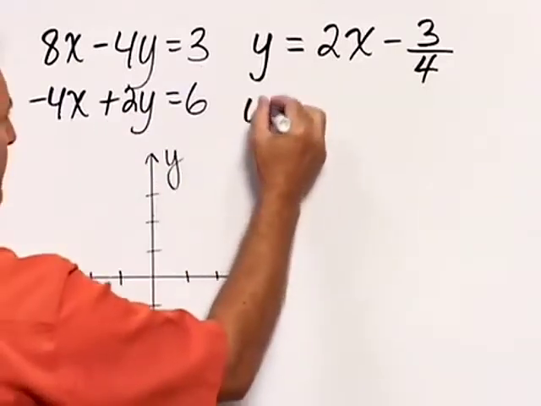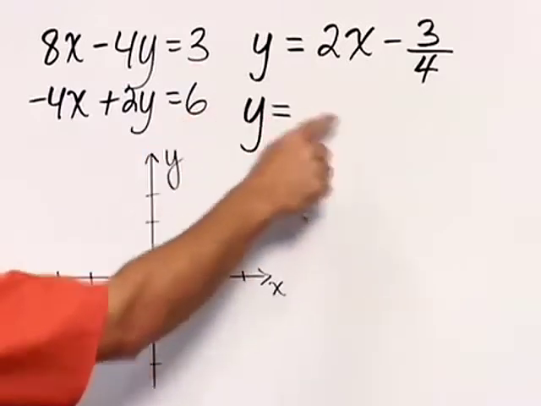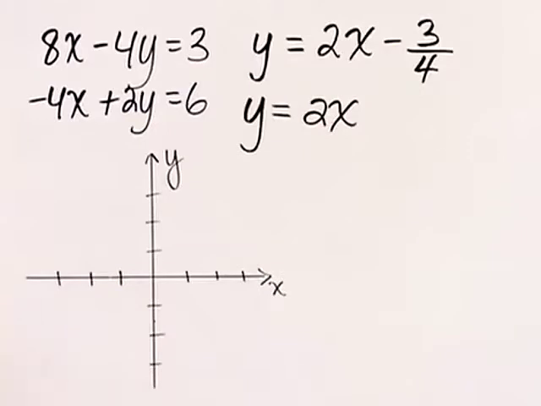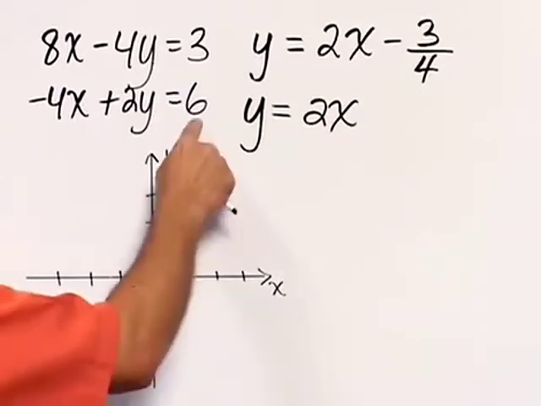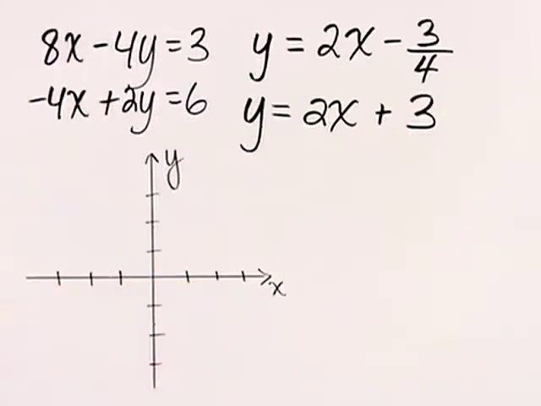Putting this second equation into slope-intercept form, we would have to add 4x to both sides and then divide by 2. Y equals, so this is a positive 4 when it goes to the right-hand side, divided by a positive 2, so we get y equals 2x, and then 6 divided by 2 is plus 3.